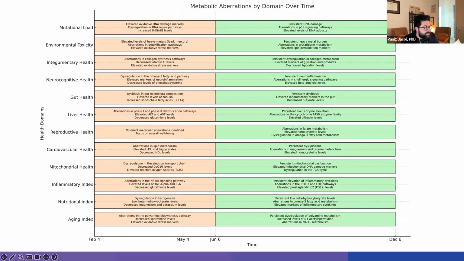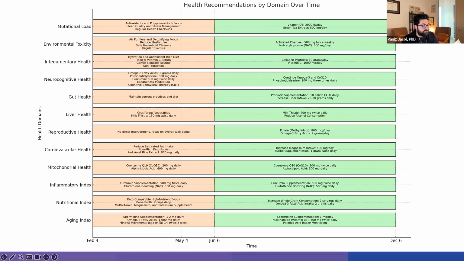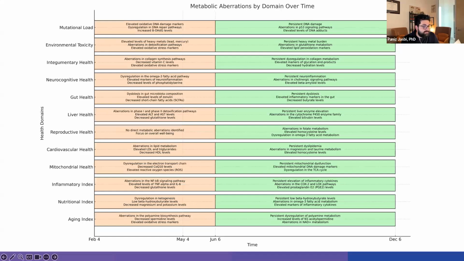For instance, in her aging index, we saw aberrations in polyamine biosynthesis pathways, which we then addressed with spermidine supplementation, omega-3 fatty acids, and mindful movement like yoga or Tai Chi. However, at retest, we saw persistent dysregulation of polyamine metabolism, increased levels of N1-acetylspermidine, and aberrations in NAD+ metabolism.